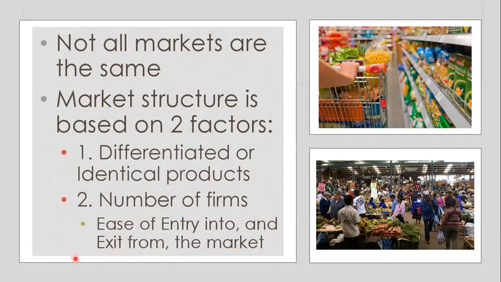And the second factor is the number of firms. It means competitors. Ease of entry into and exit from the market. If we have a lot of people or a lot of companies or firms or corporations selling the same product, do you think it's easy or difficult to enter the market? If there are a lot, I don't think it's going to be too easy.